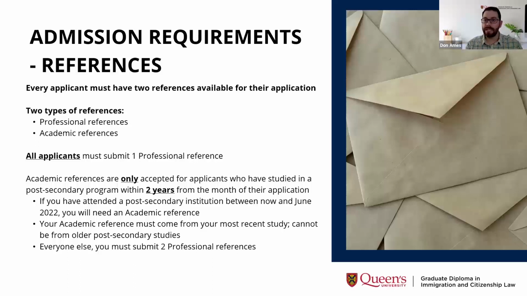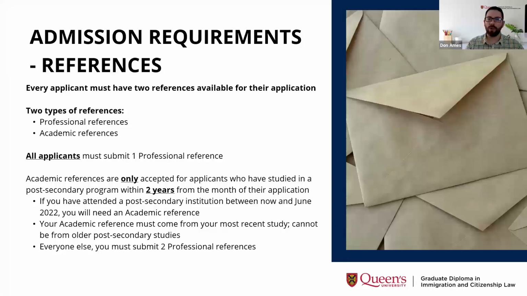If you have studied at a post-secondary institution since June 2022, so say you were in an undergraduate program 10 years ago, but then you went back and did your MBA at, say, York University. If that MBA program finished up in June of 2023, it's great. We now want to see 1 professional reference and 1 academic reference. And that academic reference must come from the program that you studied within that 2-year window. So you have to go back to your MBA studies and get an academic reference from York University.